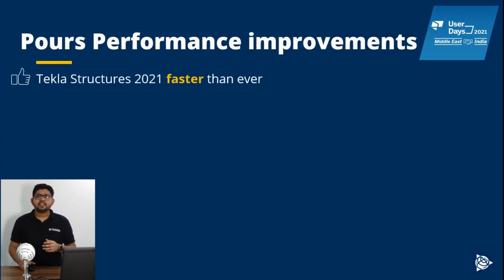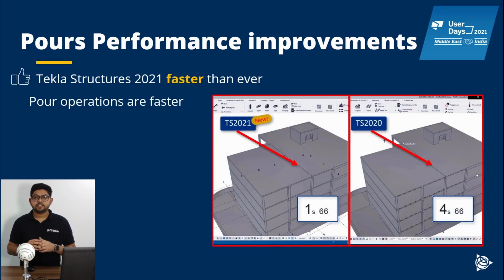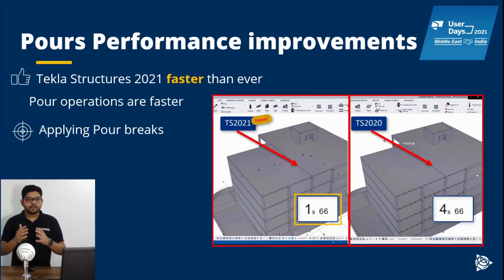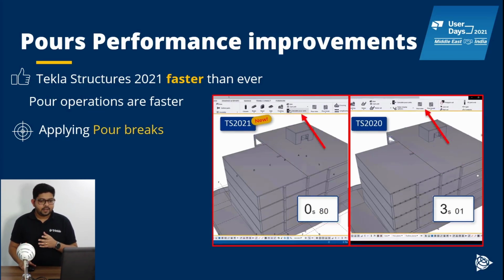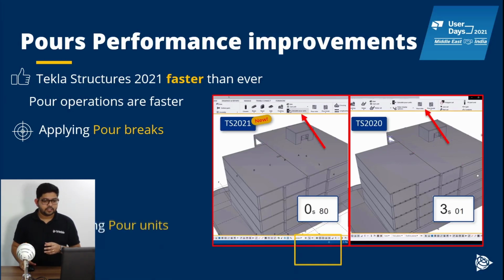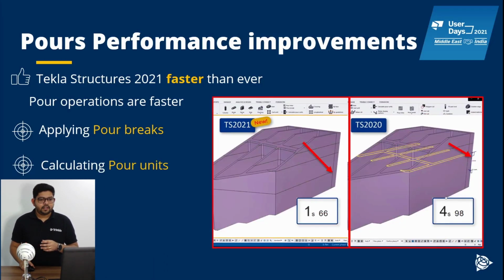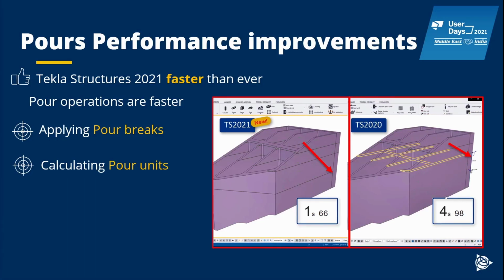The performance of Tekla Structures has been improved in different aspects, and one of the main highlights for this is the pour performance improvement. So if you compare the pour performance in Tekla version 2020 and 2021, for the same slab, applying a pour break is almost 4 times faster in the latest version, and there is also significant improvement in the time for pour calculation, as you can see here. And if you are trying to copy a pour break for a pour unit which has multiple pour breaks, you can see it is also a lot faster.